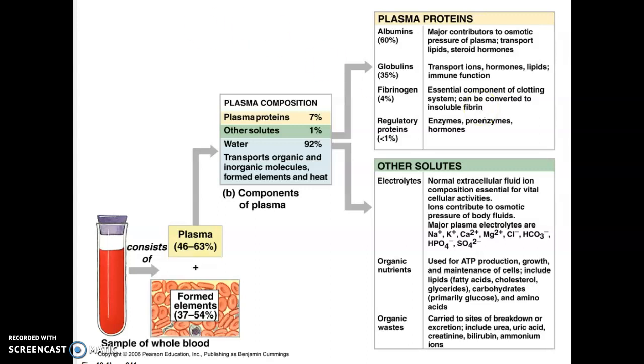Okay, next is our regulatory proteins, enzymes and proenzymes. Hopefully you understand the importance of those in any chemical reaction. And then hormones that are protein-based are also going to be part of our plasma proteins.